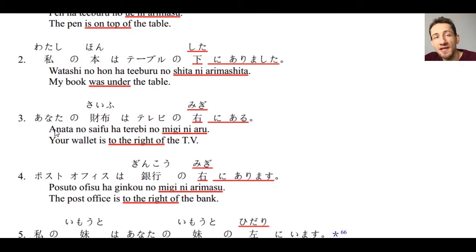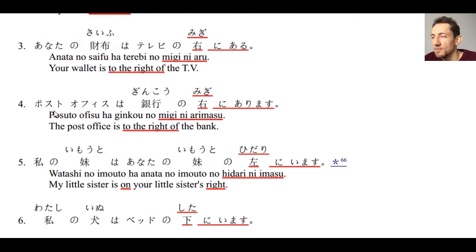Number three, anata no saifu wa terebi no migi ni aru. So your wallet is to the right of the TV. So anata no saifu, that's the first object. Terebi is the second object. So we use no. Terebi no migi, the right of the TV, ni aru. So of course, anata no saifu is an inanimate object, so we use aru. Number four, post office wa ginko no migi ni arimasu. Post office wa ginko no migi ni arimasu.